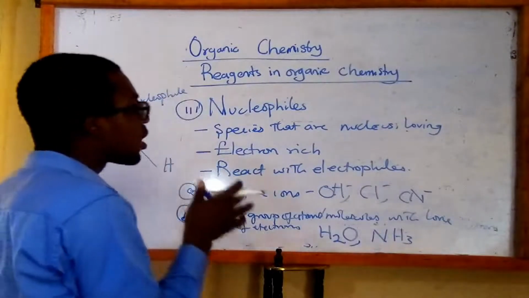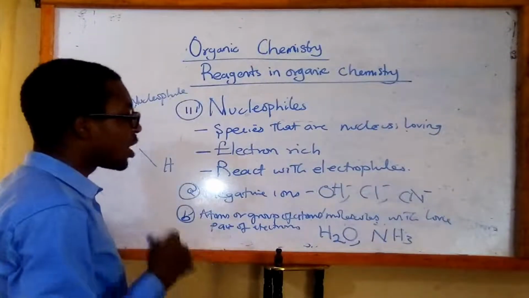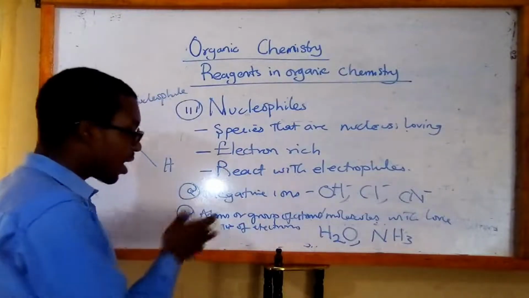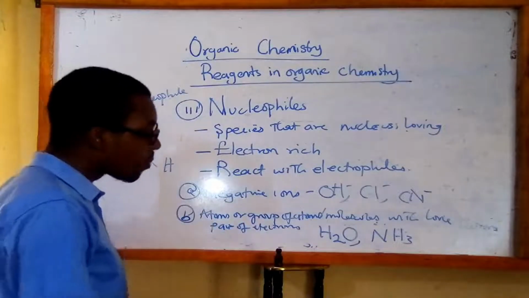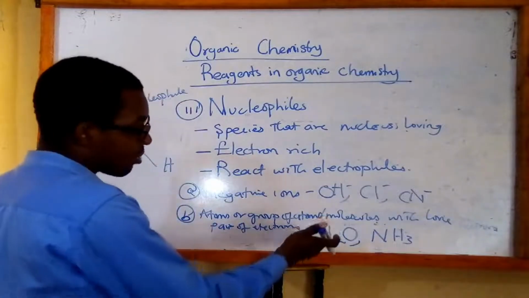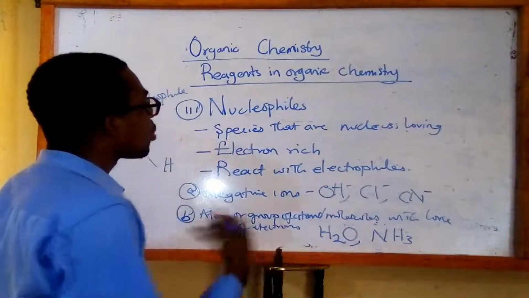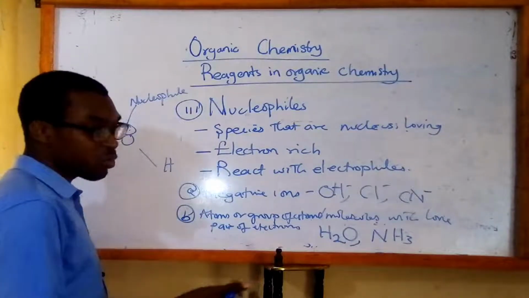So I'll repeat myself. I said nucleophiles are nucleus-loving species. They're electron rich and they constantly react with electrophiles. Examples include negative ions, and the second one is atoms, groups of atoms or molecules with lone pairs of electrons. Examples include water and ammonia. Now we're going to be looking at the interaction between nucleophiles and electrophiles. Let's see that.